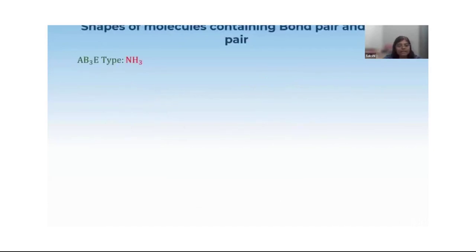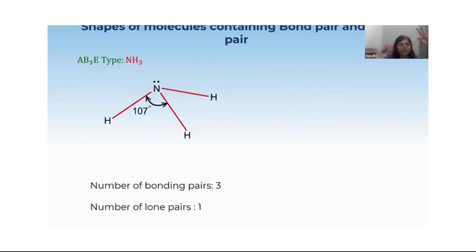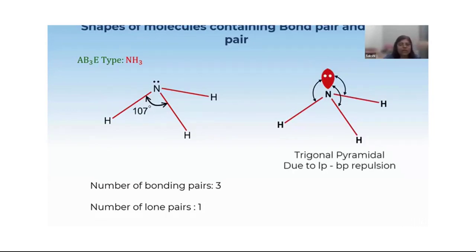Okay. Next, let us quickly see ammonia. As I already told you, it's trigonal pyramidal, right? Actually, its geometry is tetrahedral because of 3 bond pairs and 1 lone pair. Geometry is tetrahedral, but the shape is trigonal pyramidal. Can you see the shape is trigonal pyramidal because of minimizing the repulsions between the lone pair and the bond pairs? It is trigonal pyramidal due to the lone pair bond pair repulsion, right?